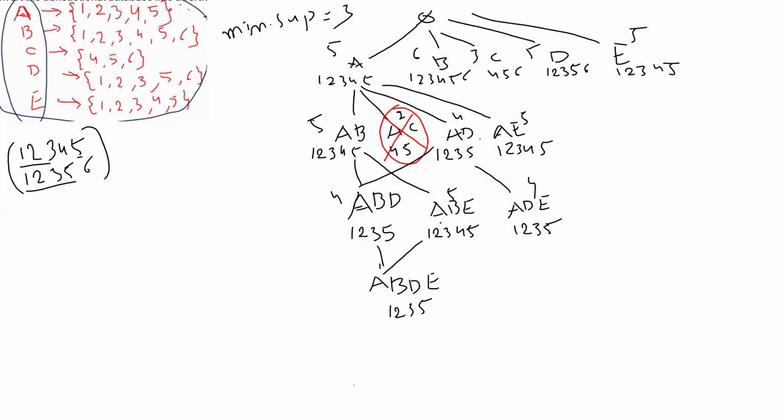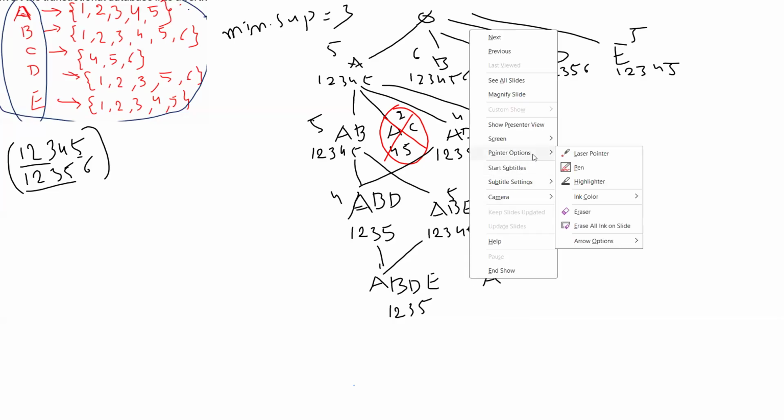ABD and ADE also form ABDE. So there is nothing beyond this. AB and ADE also form ABDE. So everything is covered here, and there is no extension further.